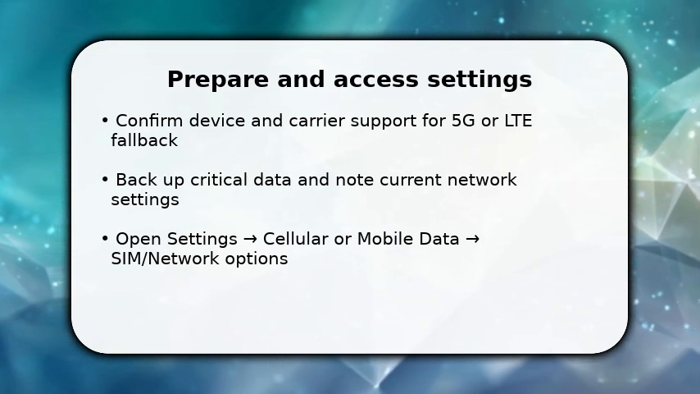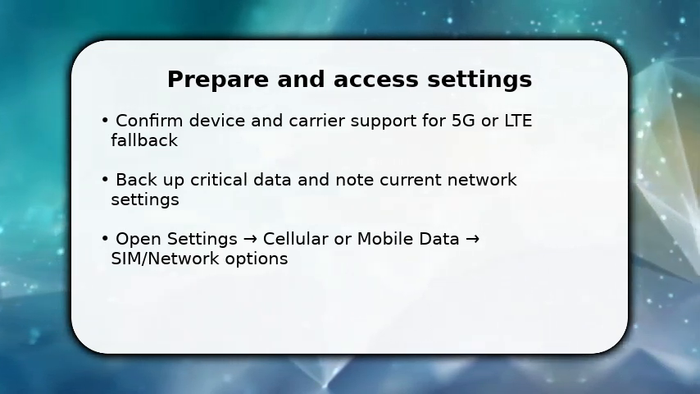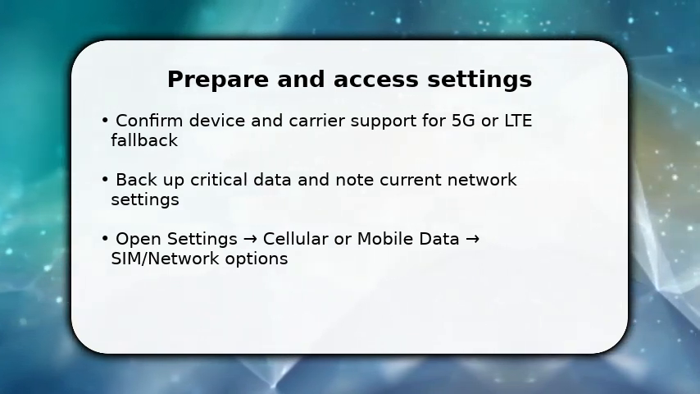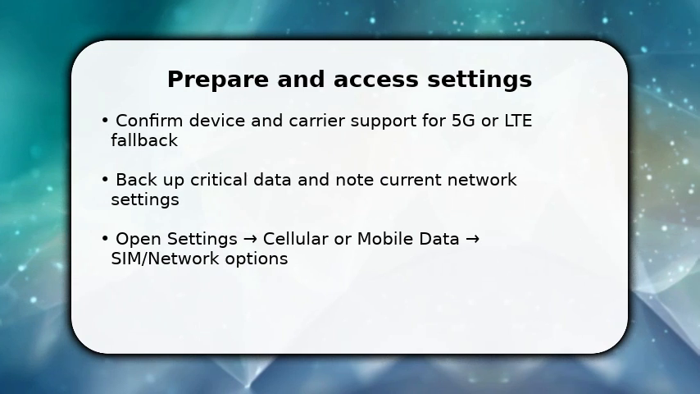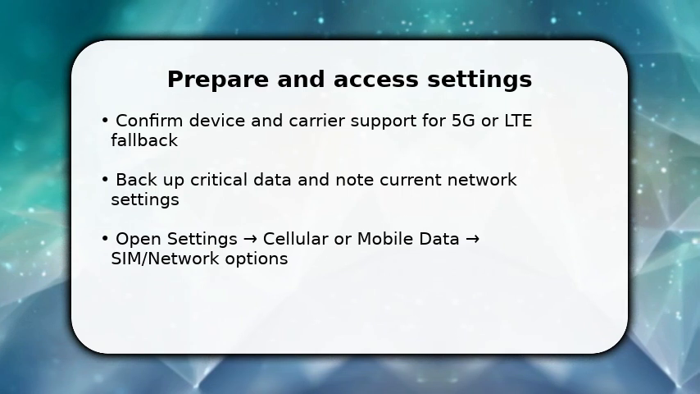Tap cellular or mobile data, then select your SIM or network settings immediately so you're in the right menu. Make sure to note current network modes. These references help if you need to revert. Now move to the network mode controls to change how your phone connects.